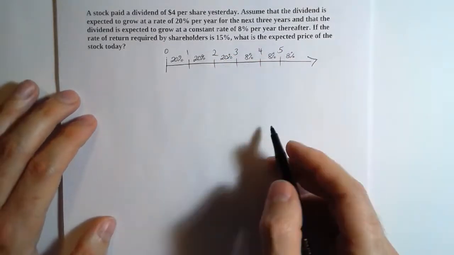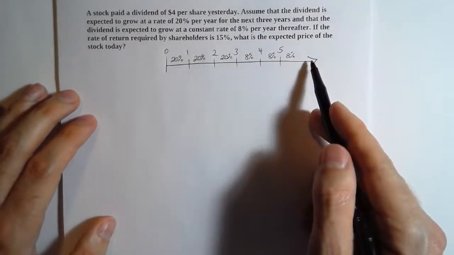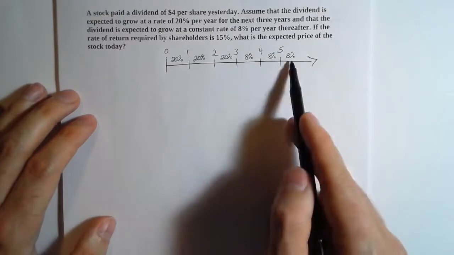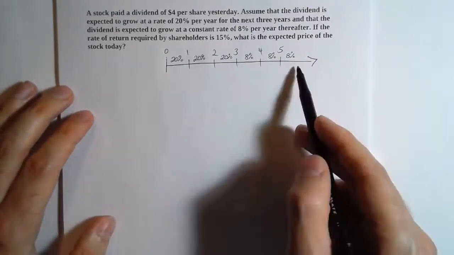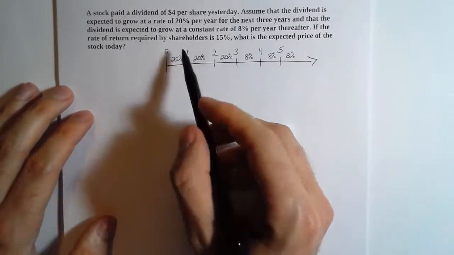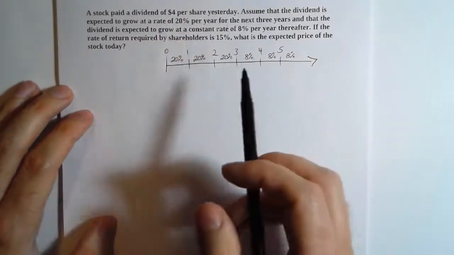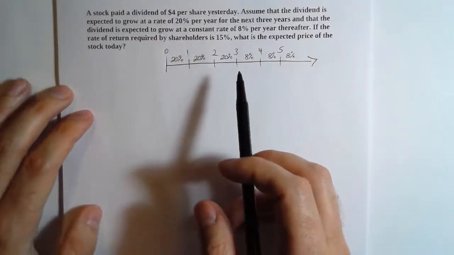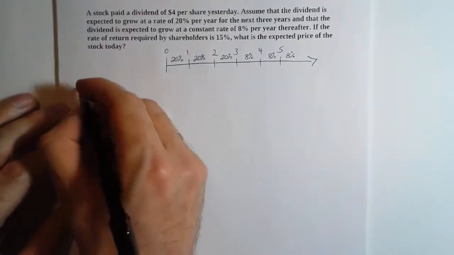Notice that step 1 is to draw our timeline. Step 2 is to put our growth rates on the timeline. And now step 3 is going to be to find the dividends that we can put on this timeline. The problem stipulates that the stock paid a dividend of $4 per share yesterday. So if I buy the stock today, I don't get that dividend. But let's take a look at how we can find the other dividends.